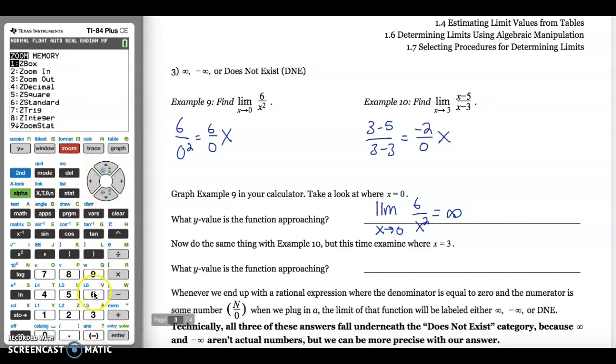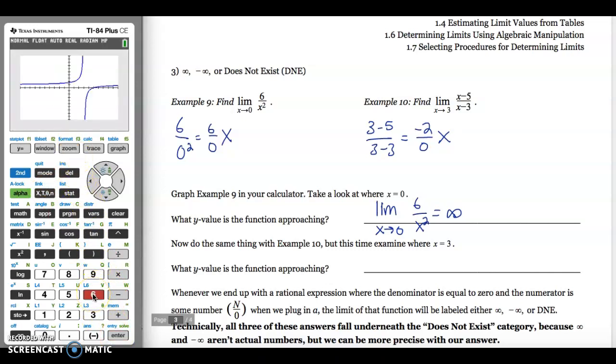And again, I'll hit zoom 6 to get me to a standard window. And we're looking as x approaches 3. So we're looking at this value right here. From the left-hand side, it looks like my graph is going up forever. But from the right-hand side, it looks like it's going down forever. And so if I was going to write the general limit over here, what would my general limit be? If my left-hand limit and my right-hand limit don't match, then my general limit is DNE.